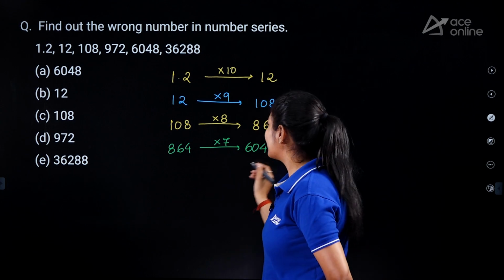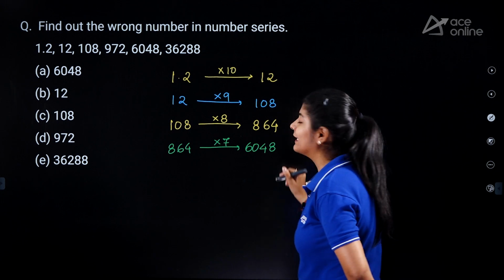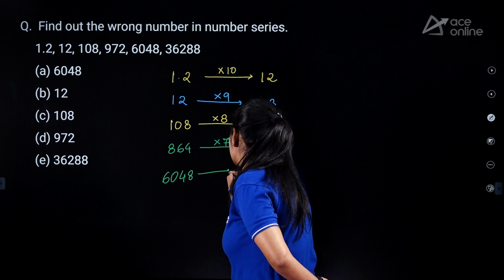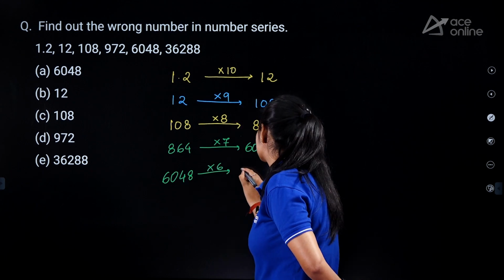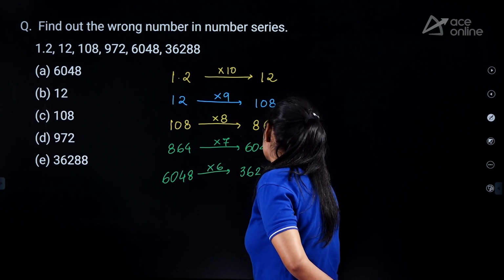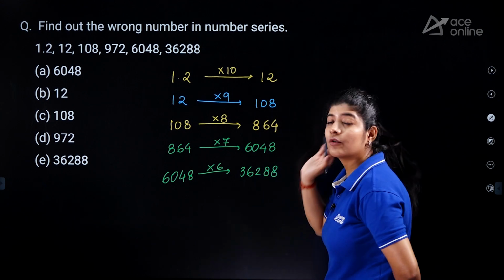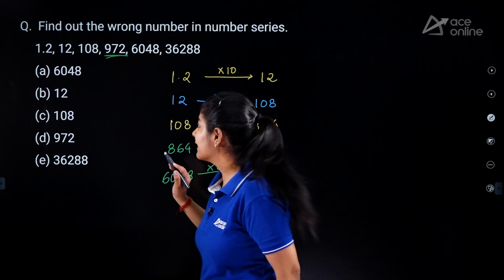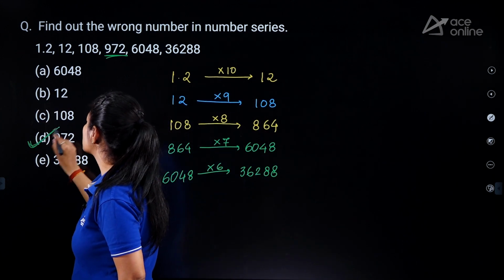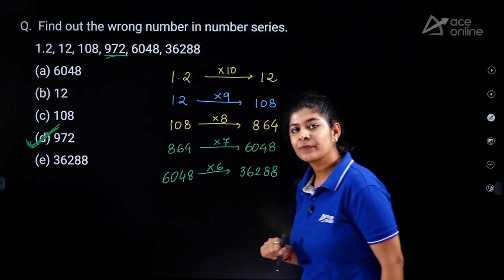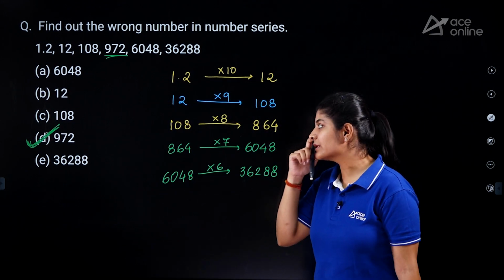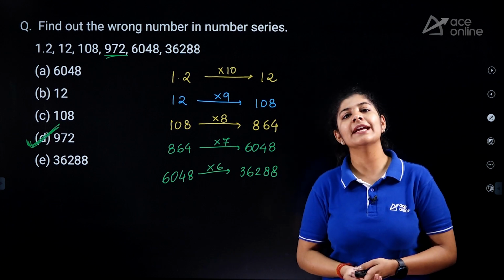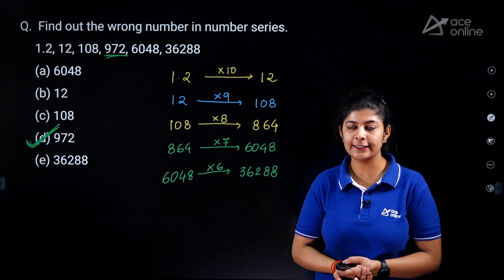Yes. So we can simply say that if I am getting this type of sequence, and when I multiply this number by 6, I am getting my answer as 36288. So I can just simply say that the wrong term that we are getting over here is this one. That means option number D is the correct one. Option number D is our wrong term. So instead of that, we need 864. Is it clear?